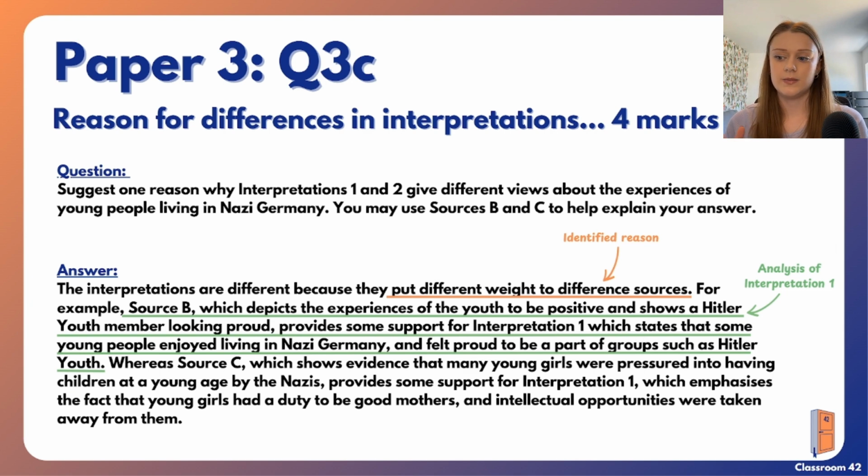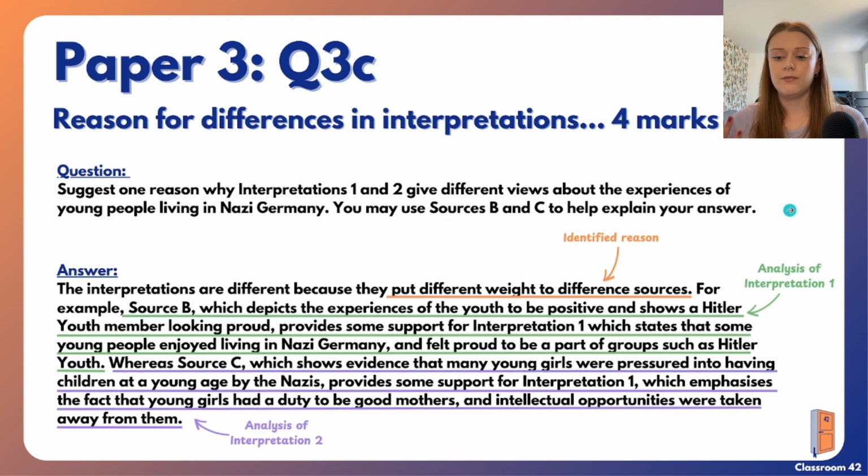Source B, which depicts the experiences of the youth to be positive and shows a Hitler Youth member looking proud, provides some support for interpretation 1, which states that young people enjoyed living in Nazi Germany and felt proud to be part of groups such as Hitler Youth. And then we're going to do the same for interpretation 2, whereas source C, which shows evidence that many young girls were pressured into having children at a young age by the Nazis, provides some support for interpretation 2, which emphasises the fact that young girls had a duty to be good mothers and intellectual opportunities were taken away from them. So you can see there we've analysed interpretation 1 and analysed interpretation 2.